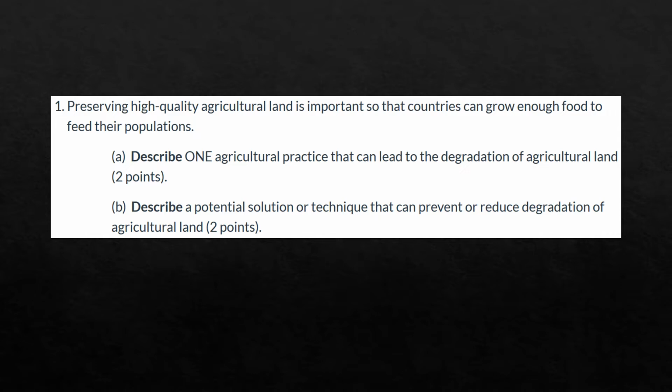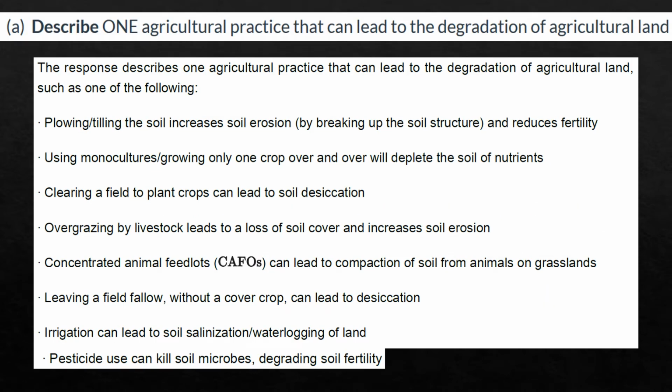A. Describe one agricultural practice that can lead to the degradation of agricultural land. This is worth 2 points. And B. Describe a potential solution or technique that can prevent or reduce degradation of agricultural land. Let's take a look at some of the answers to part A. Again, it is to describe one agricultural practice that leads to the degradation of land.